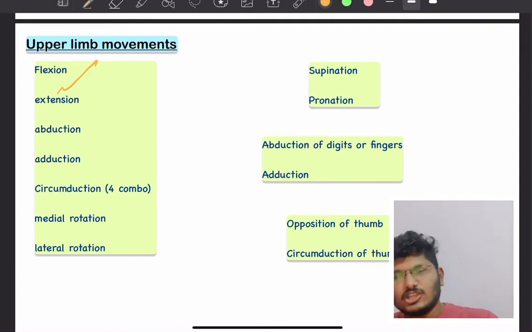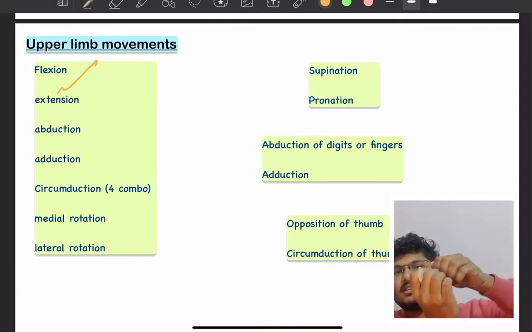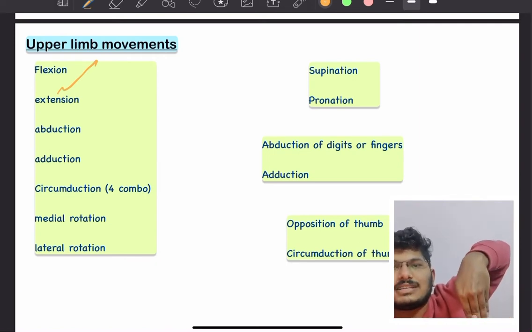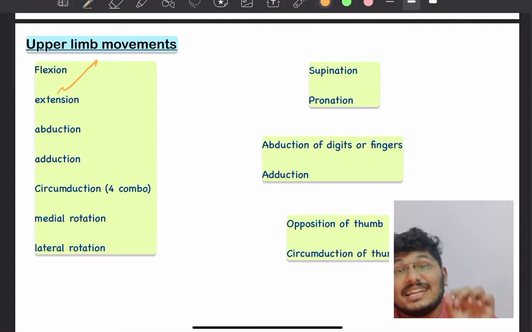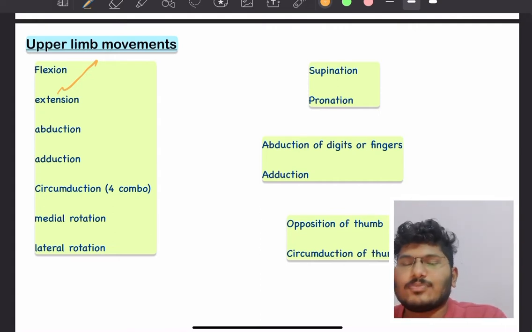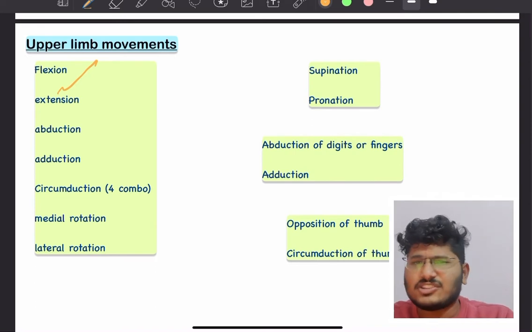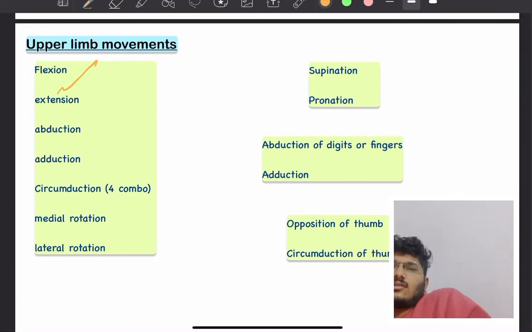Similarly, for my knee joint, if this is my knee, this bending, backward bending, is called flexion, and standing still or standing straight is called extension at the level of the knee joint. So this is about flexion and extension. Abduction and adduction, as we already discussed: this is abduction, going outward, at the level of my shoulder joint, and adduction, coming inward, at the level of my shoulder joint.